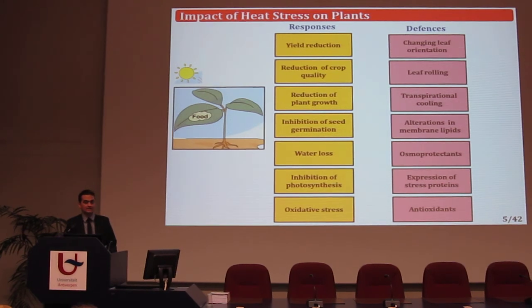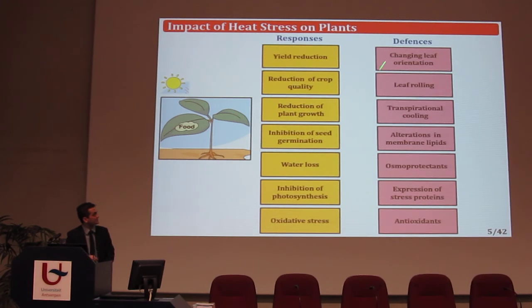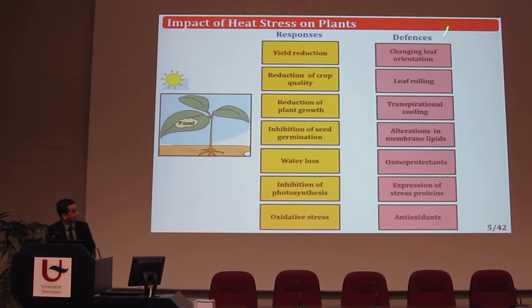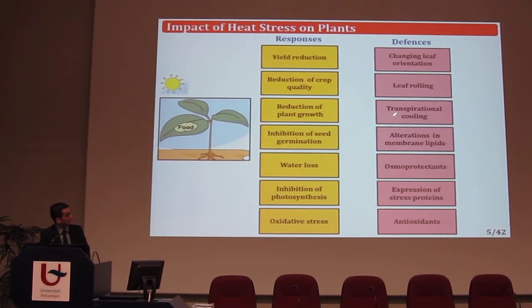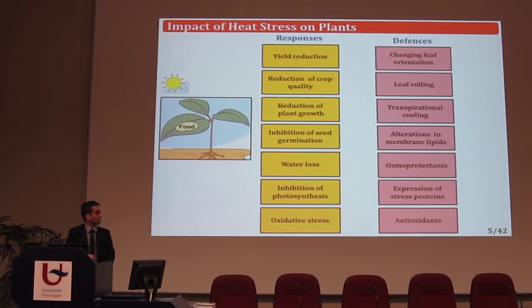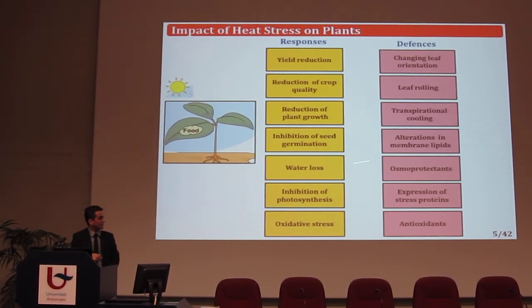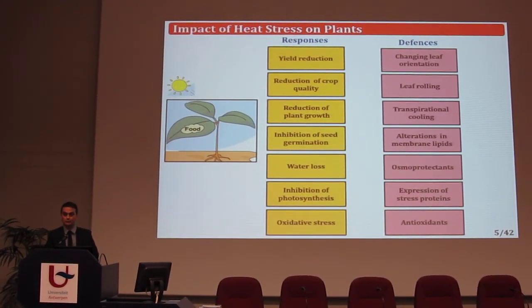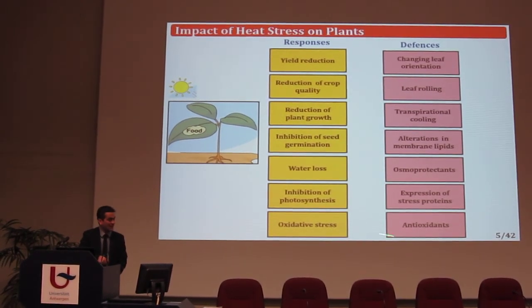And what are the defense mechanisms used by plants to cope with these detrimental effects? Plants perform various physiological and molecular activities, like a change in the orientation of leaf rolling, transpiration and cooling, and alteration in the membrane lipids. There will also be accumulation of osmoprotectants like sugars and amino acids, so they can compensate for the water loss. There will be expression of specific proteins like heat shock proteins, which help plants to cope with heat stress. And to cope with oxidative stress, plants produce an antioxidant system.